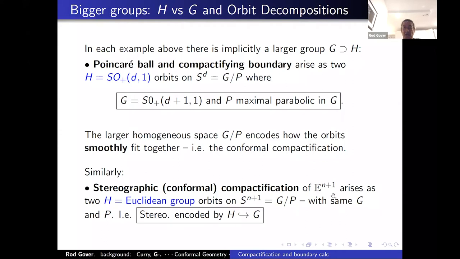Stereographic projection arises similarly. You get Euclidean space as a big open orbit on the sphere. And then the boundary is one point, and these are two Euclidean group orbits on the conformal sphere. And this time you would use a null vector to break the symmetry. But in any case, once again, we get the smaller group H, the Euclidean group, sitting inside the conformal group, and up here, this SO(D,1) sitting inside the conformal group. So what you have is a larger homogeneous space G mod P. You then decompose it into orbits, and if you have an open orbit, then basically that plus its topological boundary in the homogeneous space G mod P is giving you the compactification of that open orbit. And the boundary is usually an orbit or decomposes itself into orbits. All right, so that's by examples.